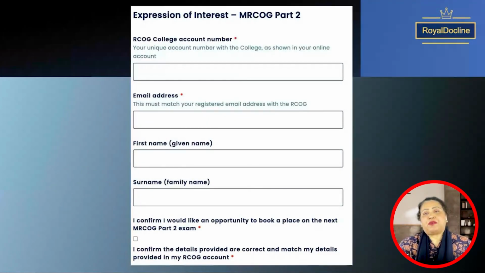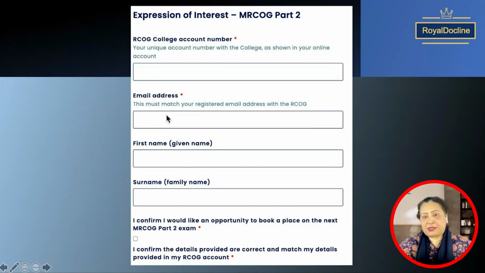Then comes the expression of interest form. This is the form which I have downloaded from the RCOG website. And here, as you all know, the college has given you your account number, your specific RCOG number, which will be with you when you get your degree as well. With every correspondence, you will have this unique account number with the college.